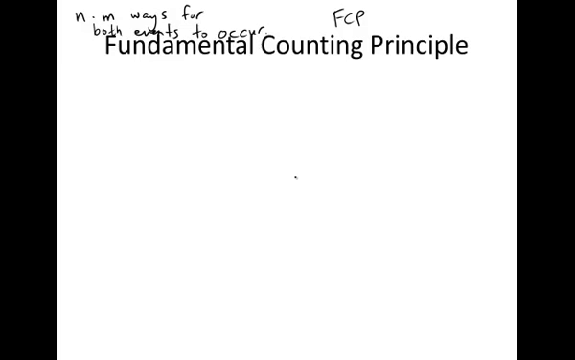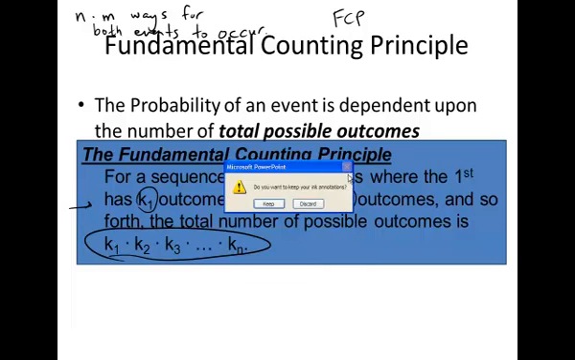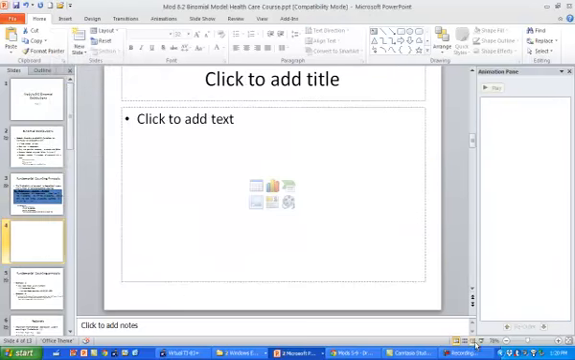All right, I don't know if this is readable, but it says, for a sequence of n experiments where the first has k1 outcomes, the second has k2, and so on, we multiply the number of outcomes. A quick example of this might be outfits. In other words, wardrobe.